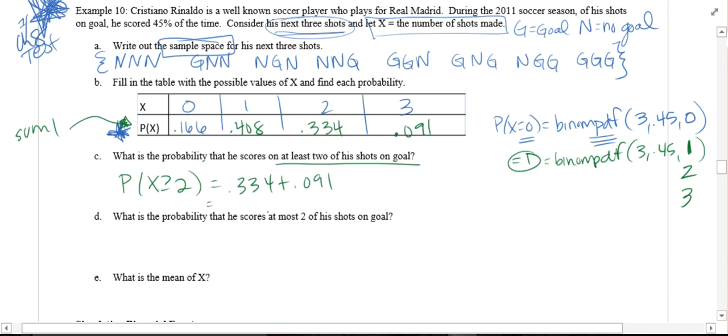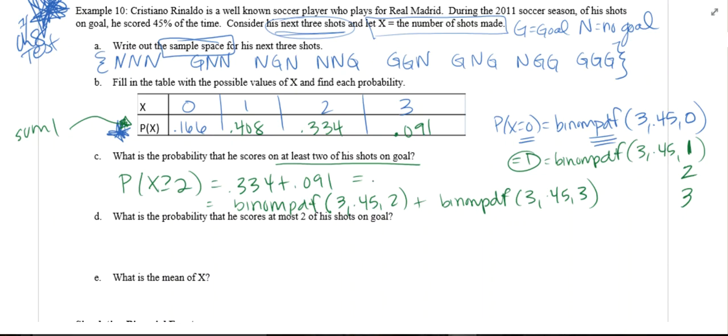But how did I find these numbers? This is a binomial problem, so if I didn't have to make the table, it would have been binomial PDF, 3, 0.45, and 2, plus binomial PDF, 3, 0.45, and 3. In this problem we have the table, so I don't have to write out all this binomial probability work. But in some problems you don't necessarily have to do the table, and it goes back to the binomial problem. If we have the table, it's just like a discrete random variable, like we talked about in chapter 7. So there are multiple ways to solve these. When you add those up, you should get 0.425.